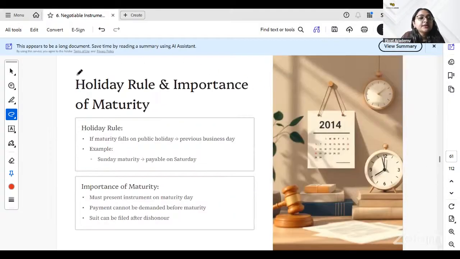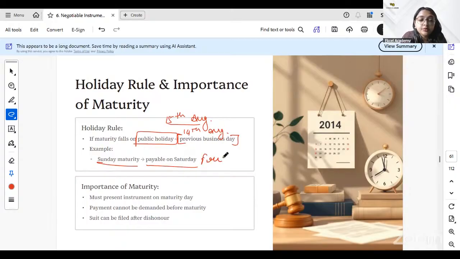Next is the holiday rule and the importance of maturity. If maturity falls on a public holiday, let's say, for example, 15th August is when your maturity is, then your maturity happens to fall on 14th August, that is the previous business day, basically the previous working day. For example, if Sunday is the maturity, it is payable on Saturday. Let's say Saturday is also a public holiday, then it will be payable on Friday. Importance: you must present the instrument on the maturity date. Payment cannot be demanded before maturity, and a suit can be filed after dishonor. So maturity is when you can actually demand your payment.